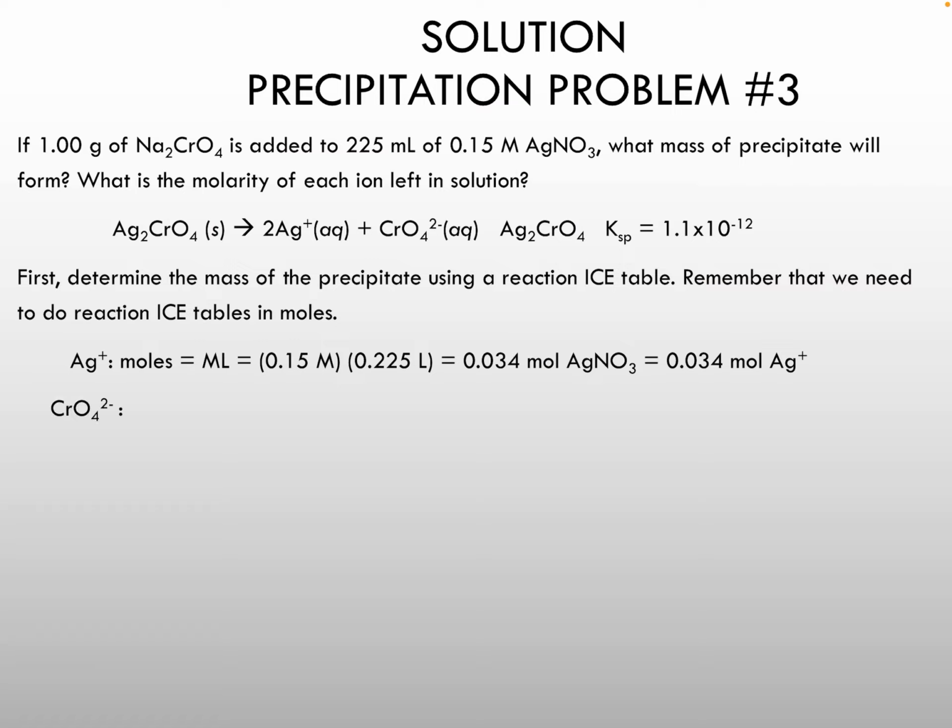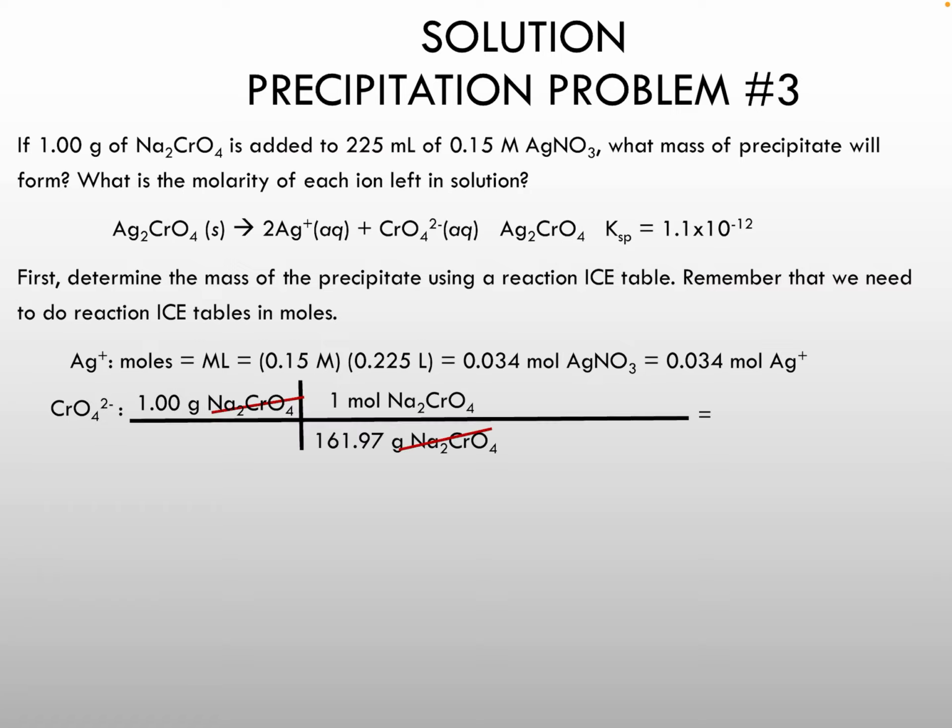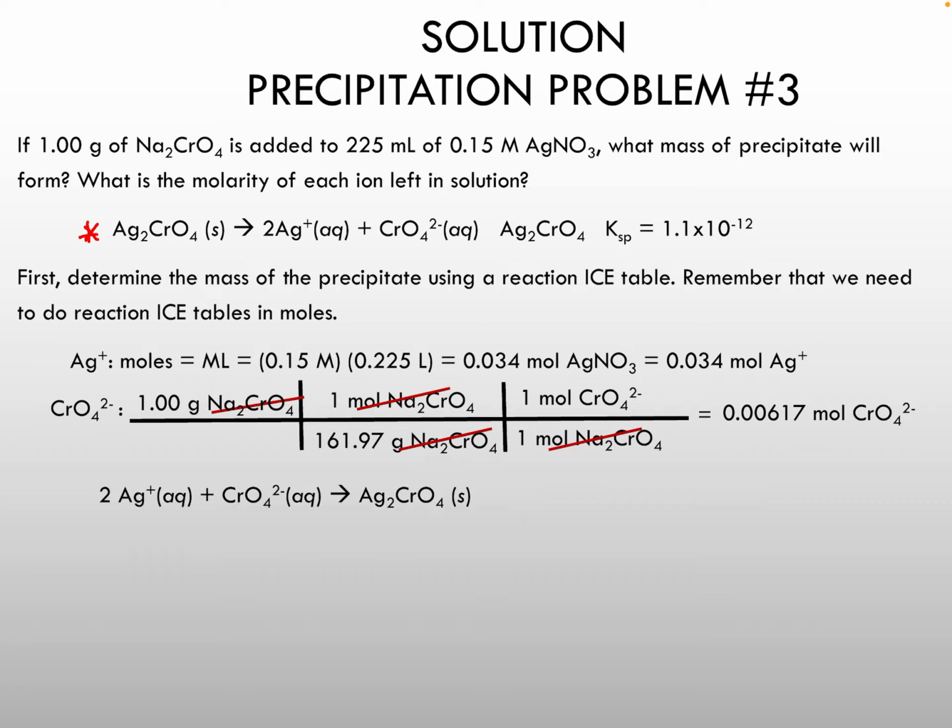So we have our moles of silver by multiplying our molarity times our liters, and then we can find our moles of chromate by just dividing by the molar mass, okay? And then we can go ahead and plug that into an ICE table. I'm going to go ahead and flip this reaction around because we are forming silver chromate instead of writing the reaction for it dissociating in water.